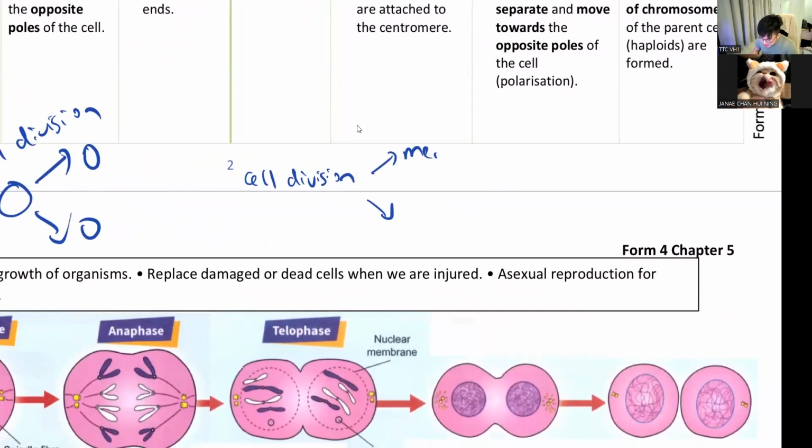We have mitosis, and we have meiosis. All right, mitosis and meiosis. So what is the difference then?